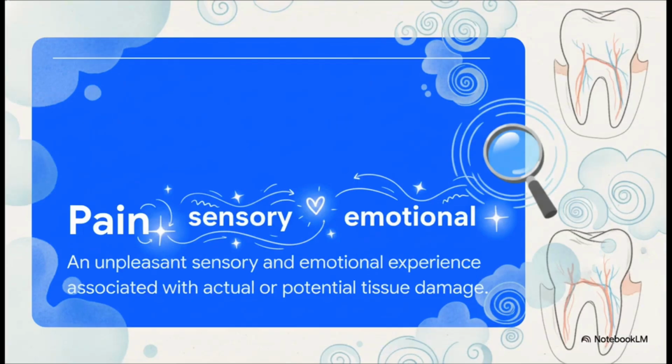So let's start with the book definition, right? The International Association for the Study of Pain calls it an unpleasant sensory and emotional experience. And those two words are key, sensory and emotional. That's a huge point because it reminds us that what the patient feels isn't just about the nerve firing. Their anxiety, their fear, their past experiences, that's all part of the pain package.